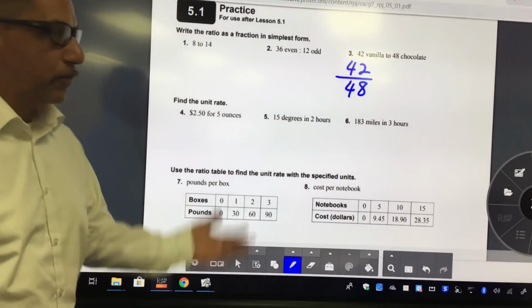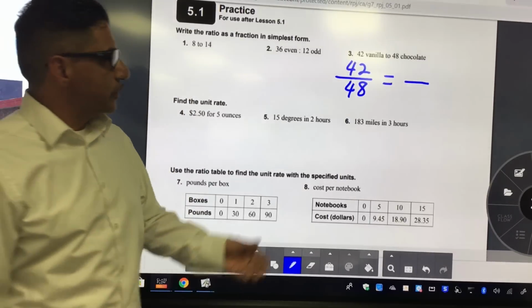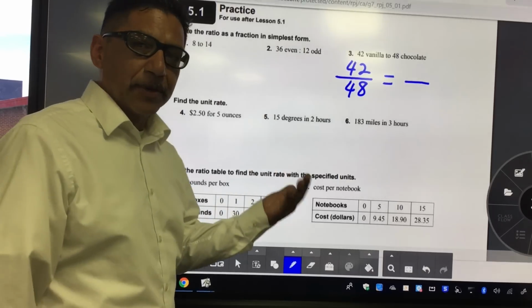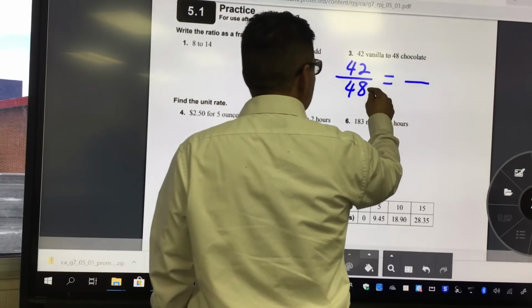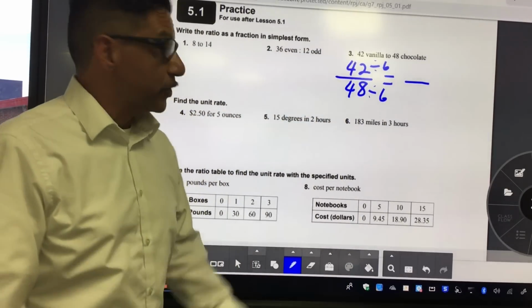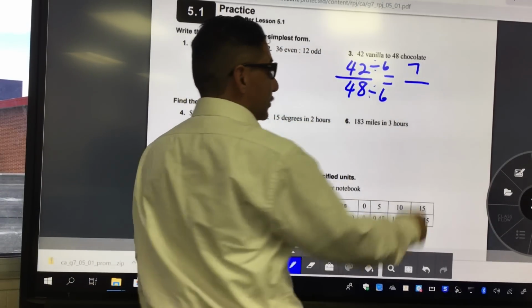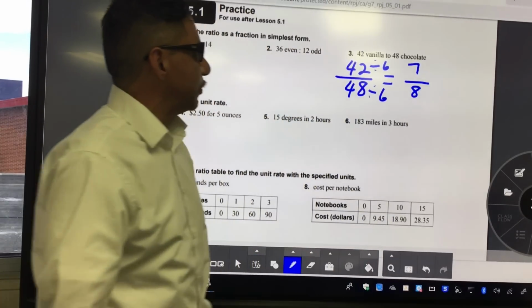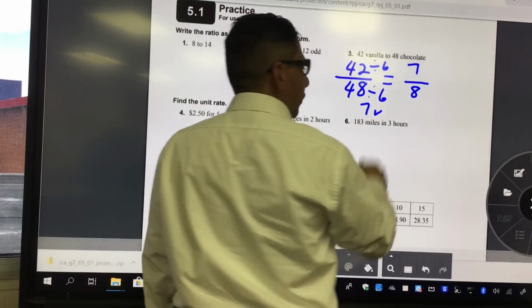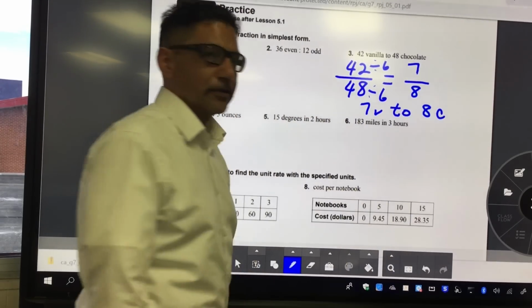Okay, we wrote it as a fraction, and now we are going to simplify it and think to ourselves what number goes both into 42 and 48. Can you think about that for a bit? All right, so the number that comes to my mind is 6. So we are going to divide both the top and the bottom by 6. All right. 42 divided by 6 gives us 7. And 48 divided by 6 gives us 8. Therefore, our new simplest form is 7/8. So now we have 7 vanilla, and I'll abbreviate now, to 8 chocolates. All right, and there's your answer for number 3.